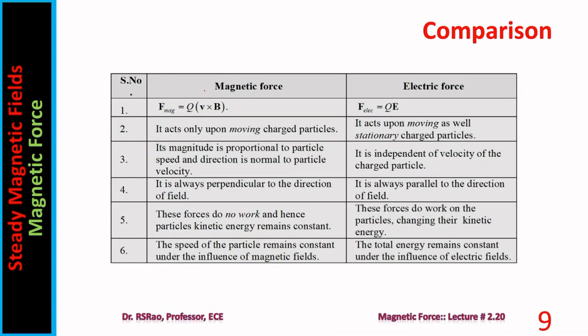Here a comparison between magnetic force and electric force is given. The expression for magnetic force is QV cross B. It is QE in the case of electric force. Magnetic force acts upon moving charged particles, while electric force acts on both moving as well as stationary ones. The magnitude of magnetic force is proportional to particle speed and its direction is normal to the particle velocity, but electric force is independent of velocity. Magnetic force is always perpendicular to the direction of field, but electric force is always parallel. Magnetic forces do no work, whereas electric forces do work. The speed of the particle remains constant under the influence of magnetic fields. Total energy remains constant under the influence of electric fields.